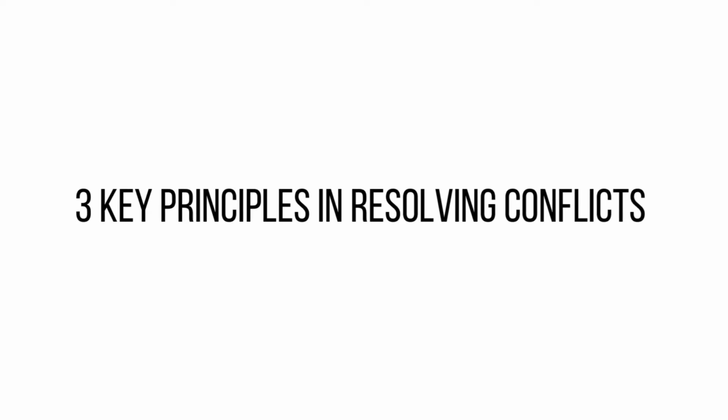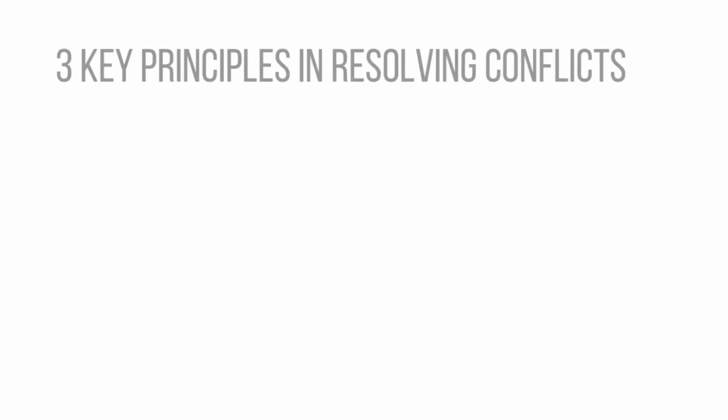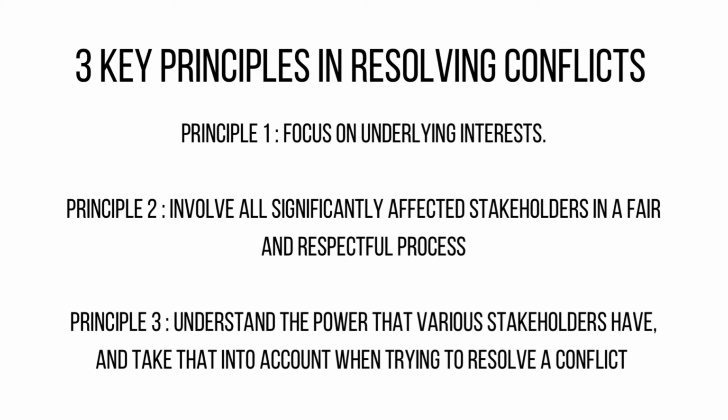So here's what can be done, which are the three key principles in resolving conflicts. In Principle 1, focus on underlying interests, such as what local people and the department in Botswana want. Understand both sides' interests. Secondly, in Principle 2, involve all significantly affected stakeholders in a fair and respectful process. Principle 3, understand the power that various stakeholders have and take that into account when trying to resolve a conflict.